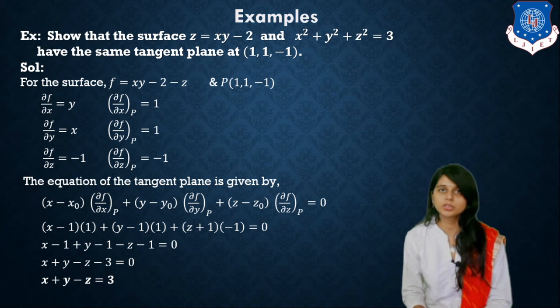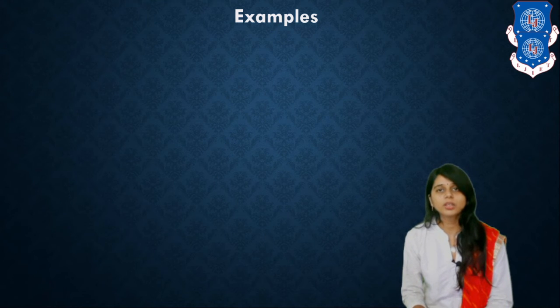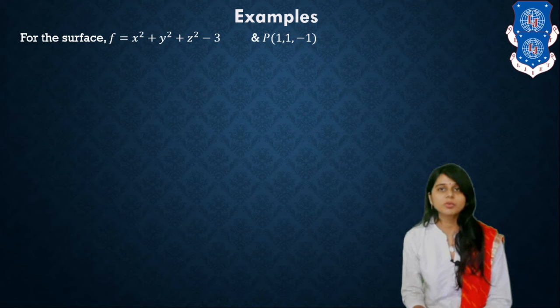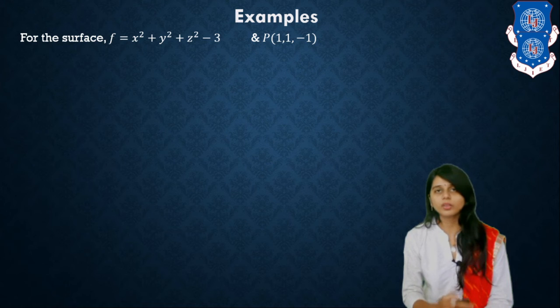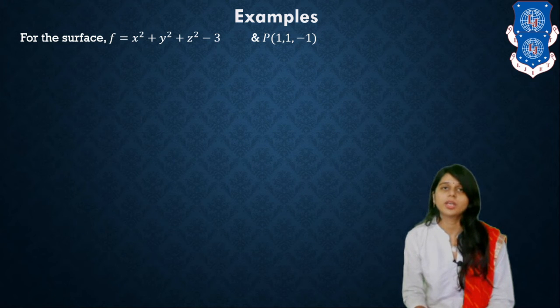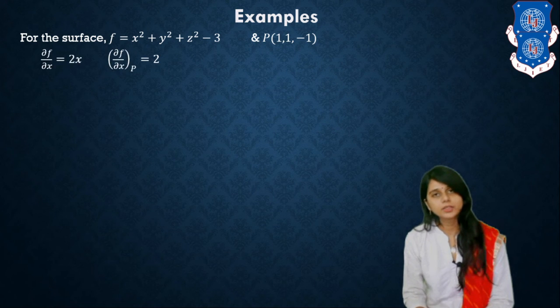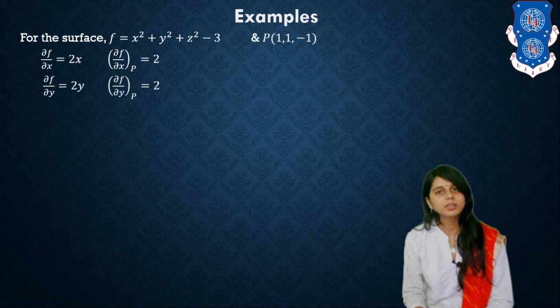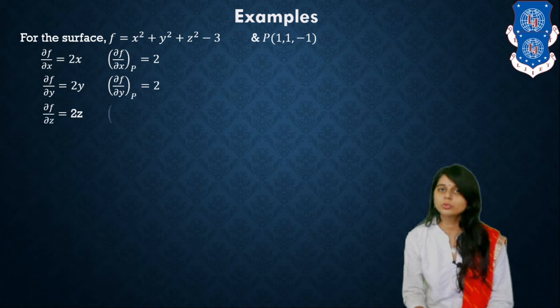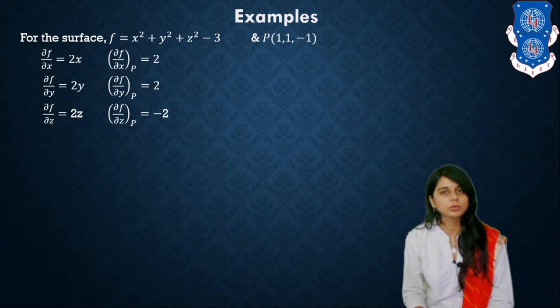Now we take the function x² + y² + z² − 3 and the point (1, 1, −1). What is our first step? We take ∂f/∂x, which is 2x. At point P, the value is 2. ∂f/∂y is 2y, so the value at the point is 2. ∂f/∂z equals 2z, so ∂f/∂z at point P is −2.